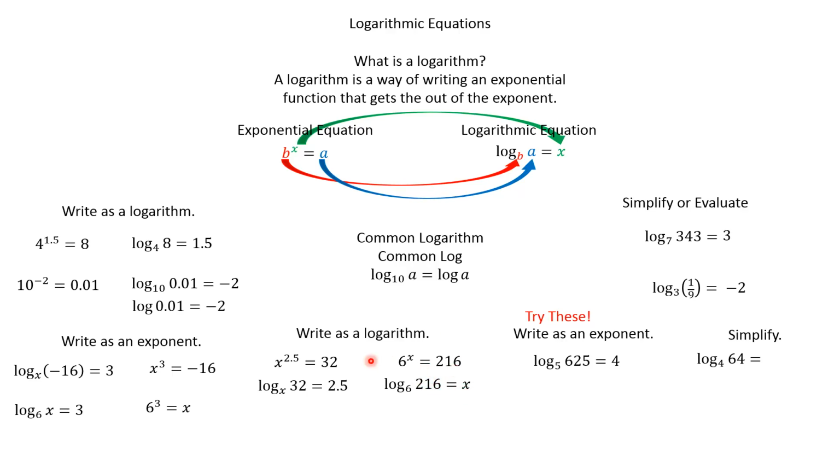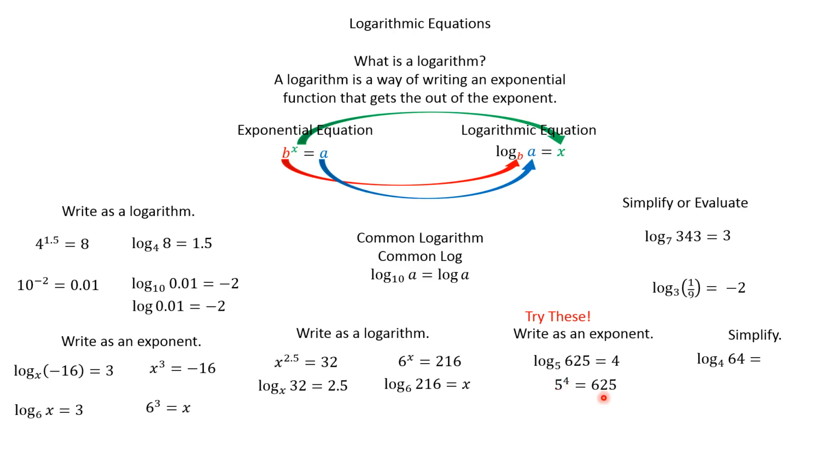Interestingly enough, did you notice that this problem and this problem were actually the same? Because 6 cubed equals 216. So that would be cubed. Yep. Write as an exponent. We have log base 5 of 625 equals 4. That means 5 to the 4th power equals 625. If you had gotten that in a different direction, like 4 to the 5th power, that doesn't equal 625. 4 to the 625, 5 to the 625, doesn't equal 4 or 5.